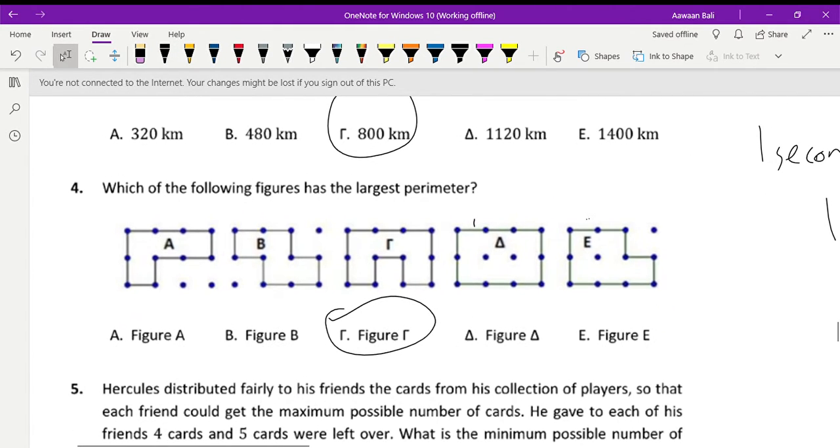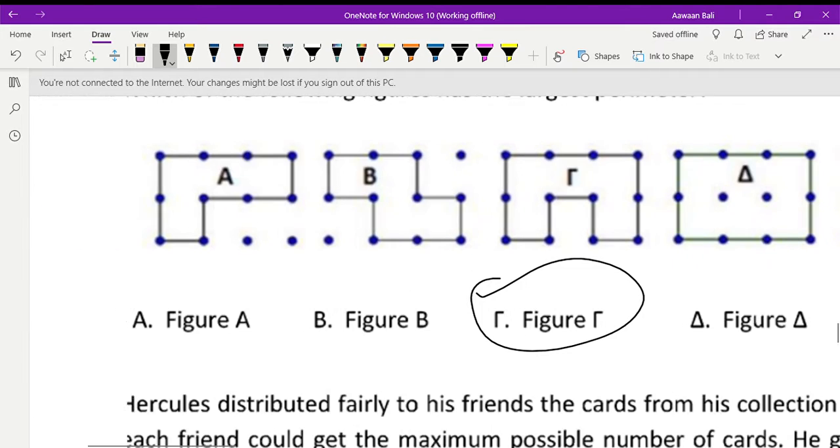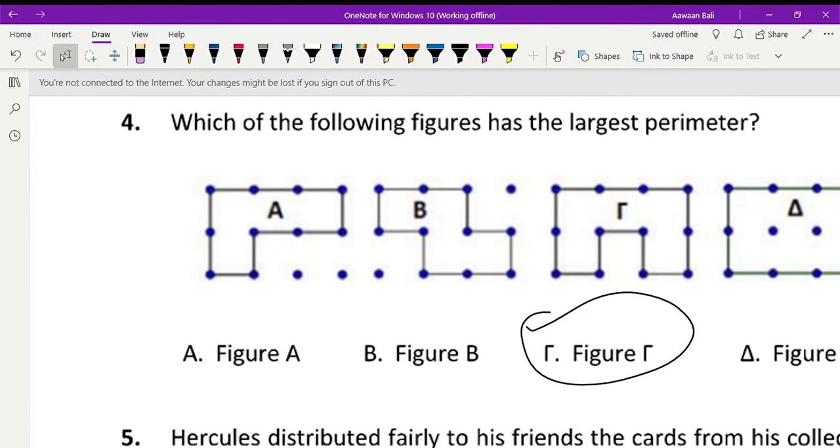Question number 4. Which of the following figures has the largest perimeter? Now basically, if you realize all of these are delta, but there's some squares missing. Now if you look at alpha, it's delta, and the sides are still there. This side is replaced with this side, this side is replaced with this side. So that means there's no change of perimeter. It's the same here. This side is replaced with this side, replaced with this side, replaced with this side. So again, no change.